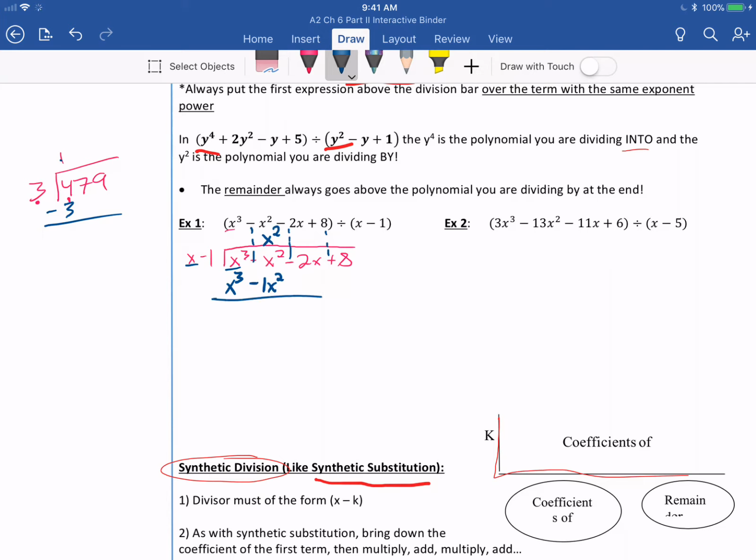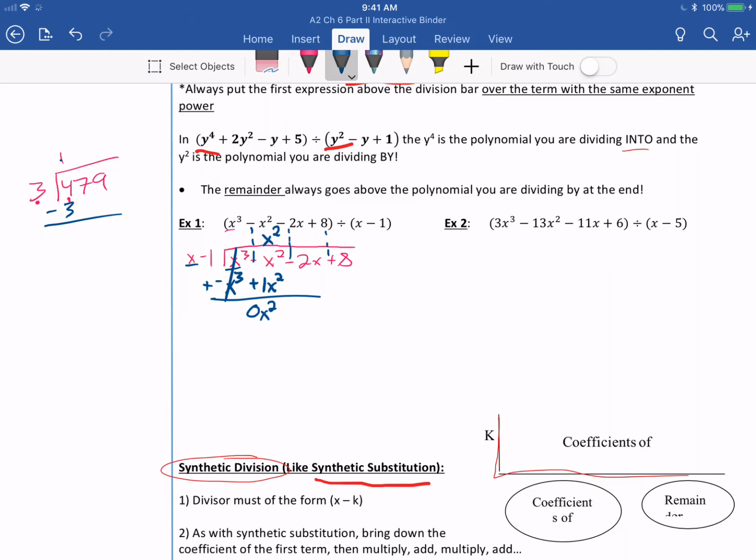Okay, so now if I subtract these straight down, this is where it becomes a little bit tricky. But if I subtract here, remember how that turns into adding the opposite? So I like to make this into adding the opposite. So x cubed plus negative x cubed goes away, that's nothing. And then negative 1x squared plus a positive 1x squared is also 0x squared. Excuse me, the x squared.